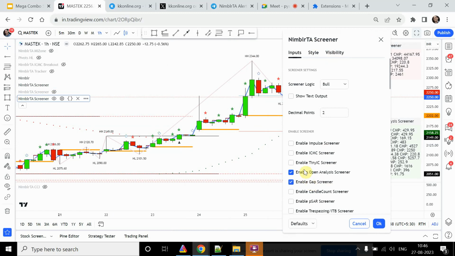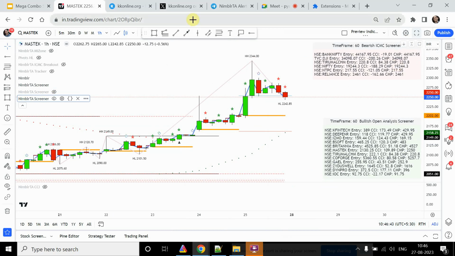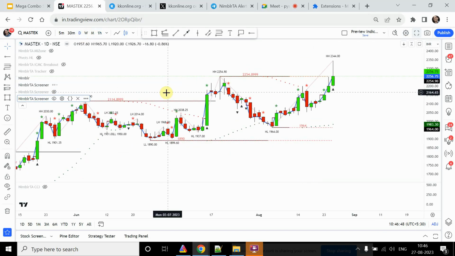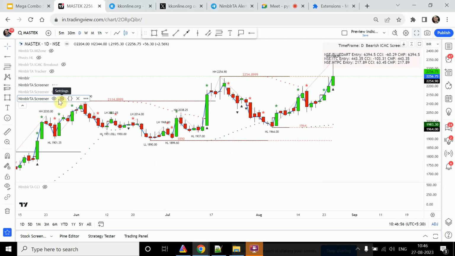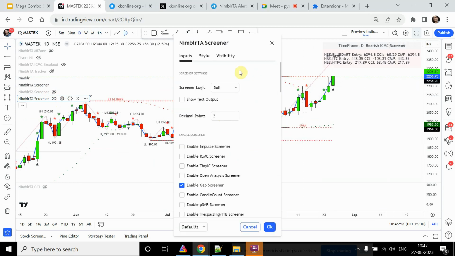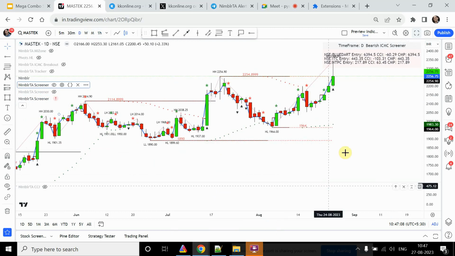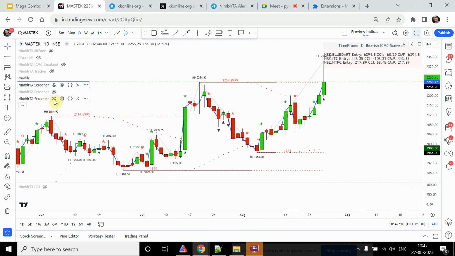Then again, gap, we could track how the gaps are there. I am on an hourly time frame and I am looking for gaps. Now let's come to a daily time frame and see some of the stocks which gave us a gap up opening. Same, we can change it for our gap down as well. If I move to bull over here, and over here I move to bear and change it to the gap screener, I would be able to see, okay, something is wrong in it, let me just reapply it.